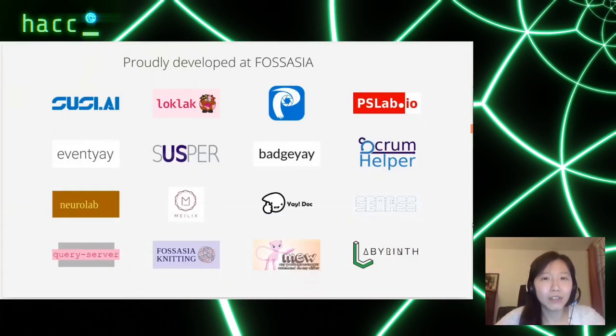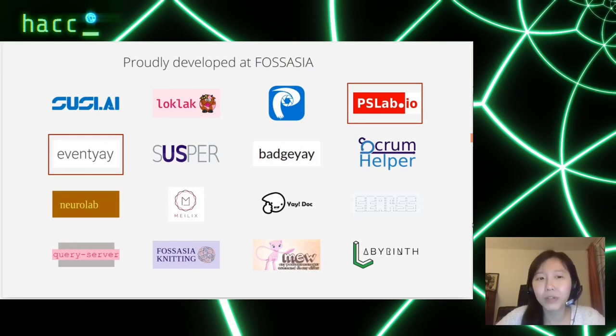These are some of the software and hardware projects that we develop in the FOSSASIA community. Today, I would just like to introduce two projects as an example of how open source works at a small scale, starting from somewhere in Asia.